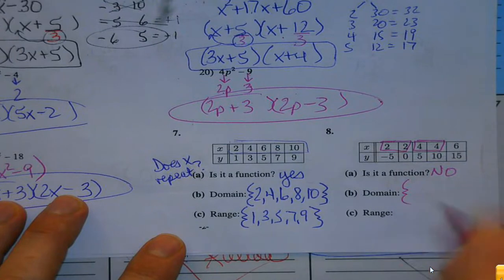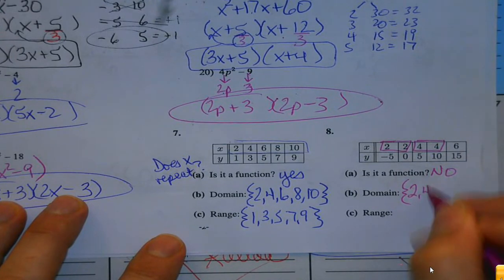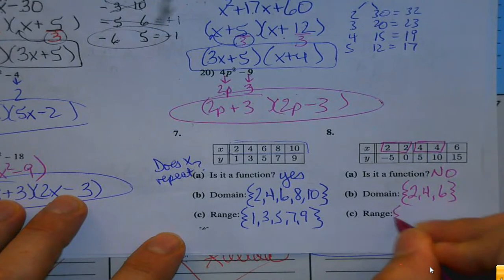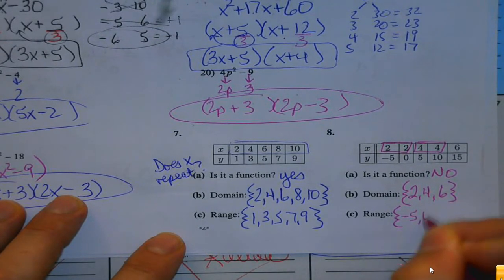But even with that, I can still write my domain and range. And notice, I didn't write the 2 twice because I already listed it once. And then my range, I have a larger list of numbers to deal with.